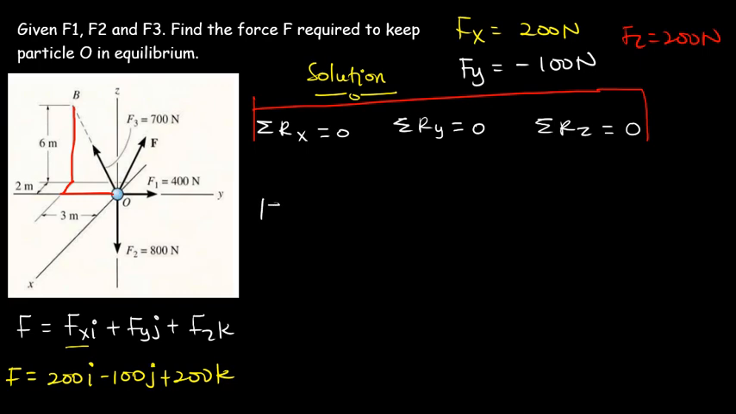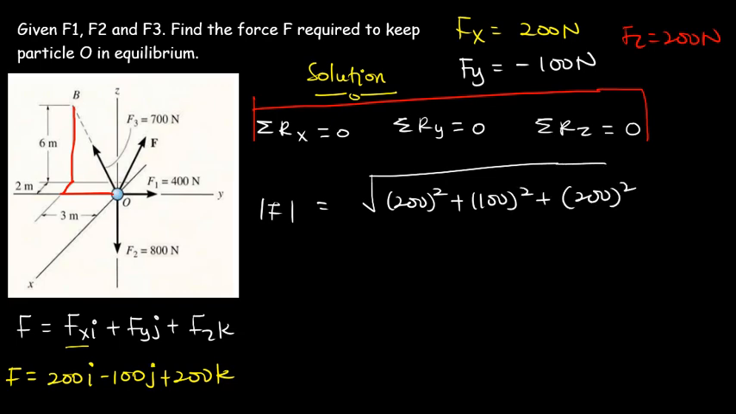For the magnitude, we're going to have the square root of 200 squared plus 100 squared plus 200 squared again. Let's simplify this and see what you are going to get. So you have the square root of 200 squared plus 100 squared plus 200 squared. That gives us the magnitude to be 300 newtons. So that's how to go about this question.